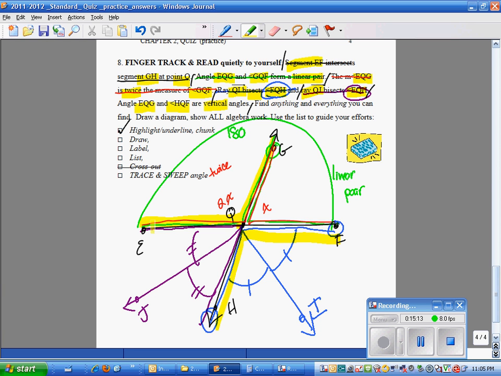It says find anything and everything that you can find. Let's start with our equation. We know that if this is 2x and this is x, that's going to add up to 180. Why? Because of that word linear pair. That implies something adds up to 180. So I'm going to come over here. 2x plus x equals 180. 3x equals 180. x equals 60. So this is 60 over here, 60 degrees, and this over here is 120 degrees.